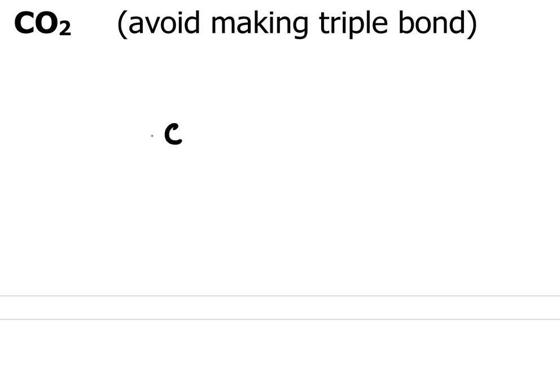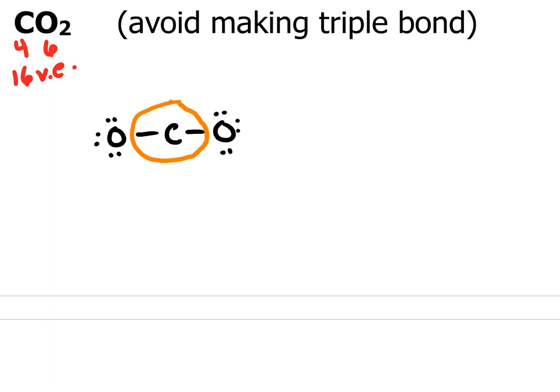I start with my skeleton, count my electrons, 4 for carbon, 6 for the oxygen. So I've got 16 valence electrons. I'm going to start by putting them on the outside atoms. I'm going to count after the outside atoms have their 8. I have 8 and 8. Oh, 16. I've already used them all. Okay, that would be good, except carbon doesn't have nearly enough. Carbon only has 4.